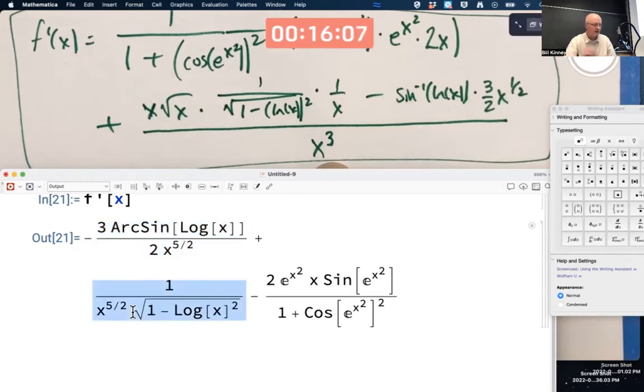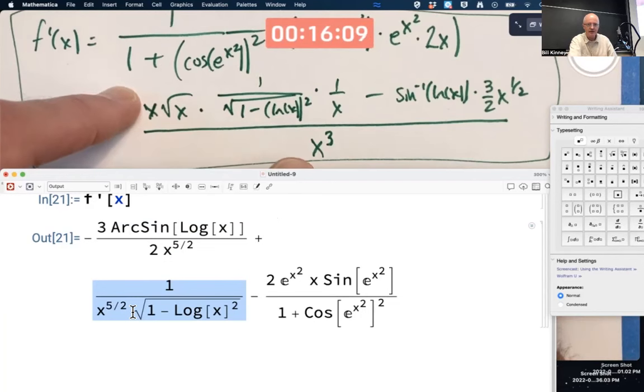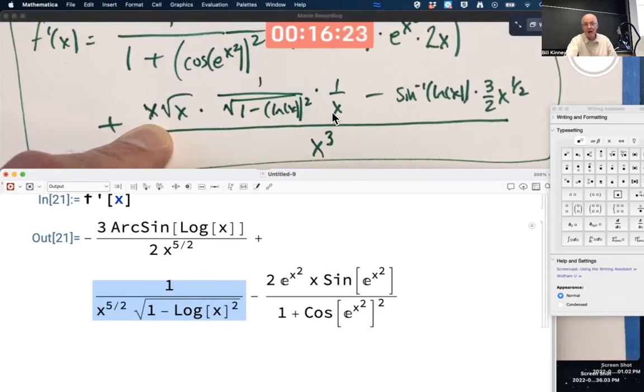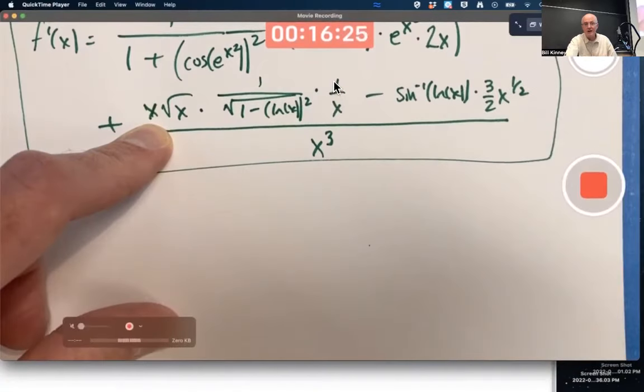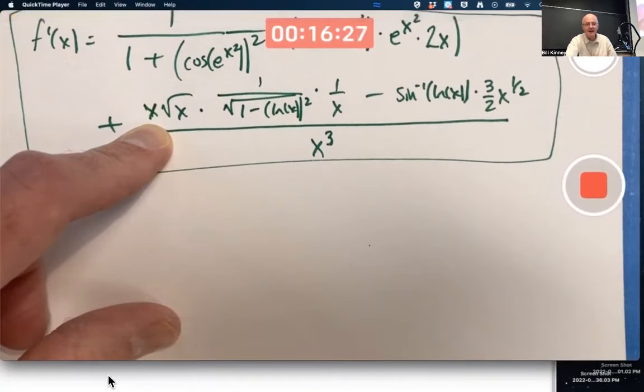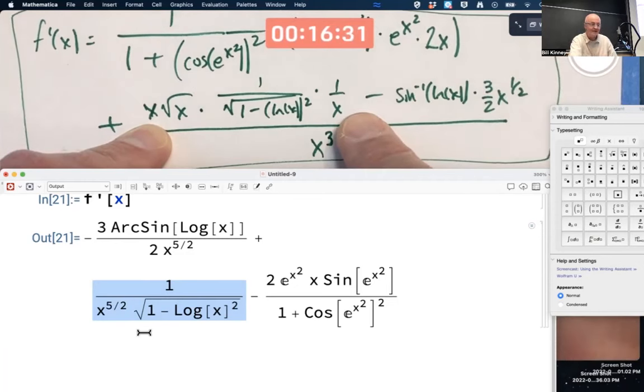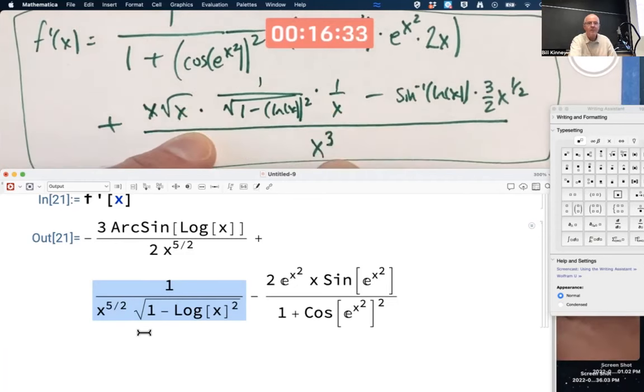This part right there looks like it comes from this part of the answer. X times square root of x is x to the 3 halves. Bring that in the bottom as a negative 3 halves power. 3 minus 3 halves is 1/2, but then this 1 over x can be brought into the bottom as well to raise the power of x by another 1 to 5 halves. And the square root can be brought into the bottom. Yeah, that's what that is.